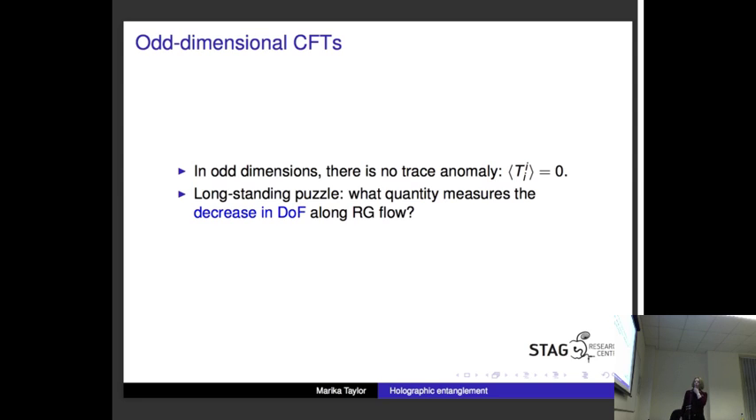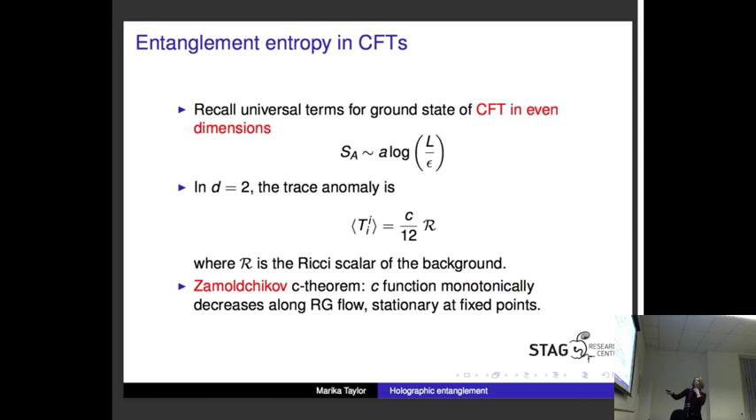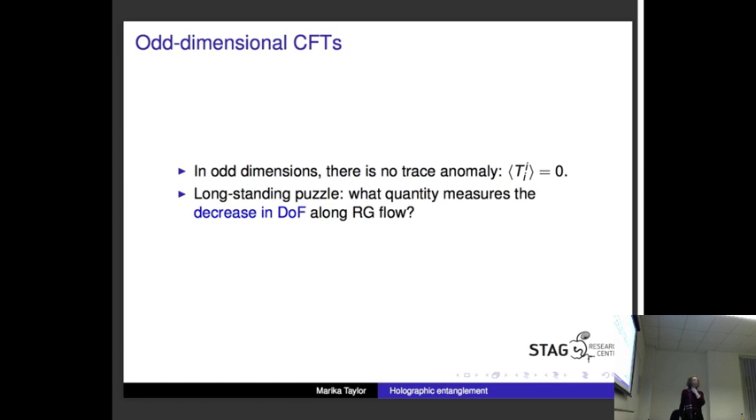So in odd dimensions, the trace of the stress tensor cannot pick up a term like I wrote here, just on dimensional grounds, because the curvatures are even dimensional, and this is an odd dimensional operator. So you can't generate a trace anomaly. And so there's a very long-standing puzzle of what quantity you would actually use to measure the decrease in degrees of freedom along an RG flow.